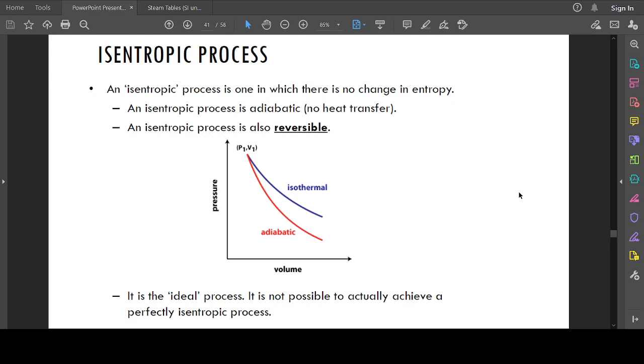Now, a reversible system is what we refer to as an ideal process, and it is not possible to actually achieve a perfectly isentropic process. But in most cases, we achieve some level of isentropic process, though not a perfect one. A typical example is the turbine system. If you pass high quality, superheated steam to a turbine, it will move the paddles and generate electricity.